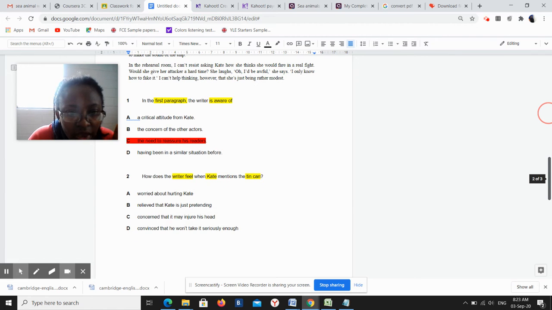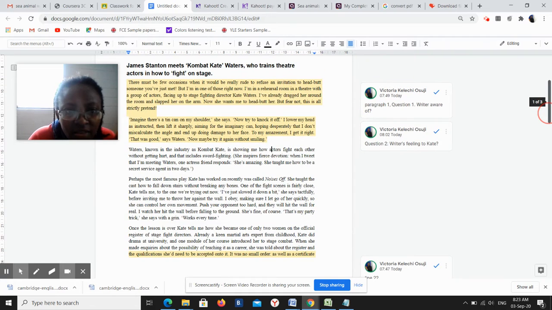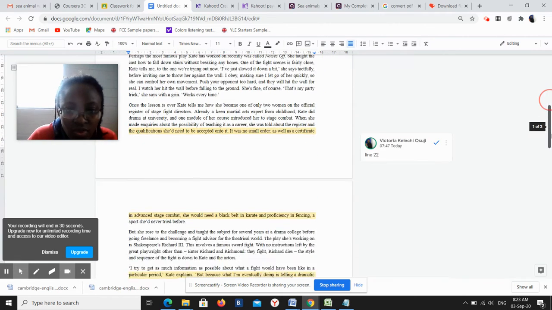Now let's go to A. Worried about hurting Kate. Let's see. Is he worried about hurting her? Oh, yes, because if he doesn't do it well, he might definitely injure her. That's why it says I don't miscalculate the angle, I may end up doing damage. Doing damage will definitely be a big problem for the actor.